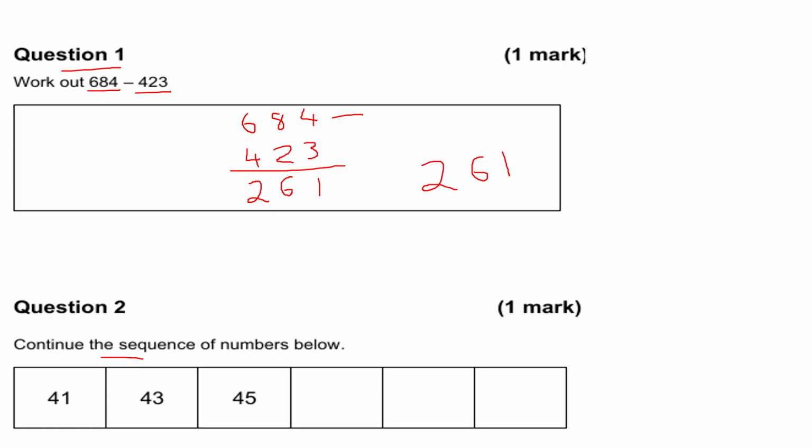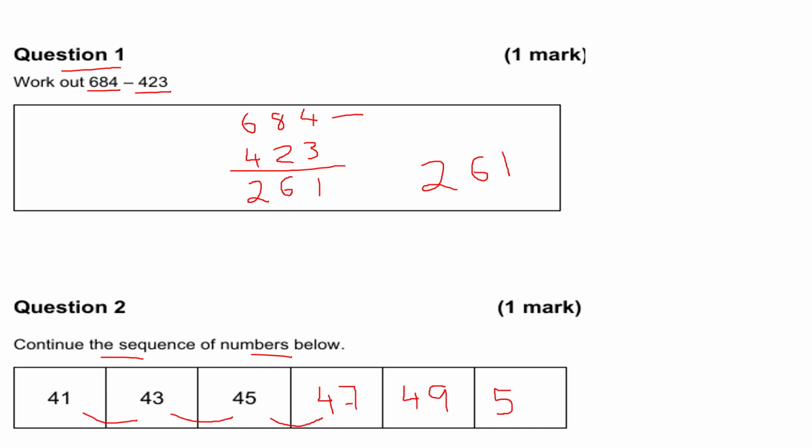Question number 2. Complete the sequence of numbers below. 41, 43, 45. Well, it's going up each time in twos. So adding 2 to 45, we get 47. Adding 2 to 47, guys, we get 49. Adding 2 again, we get 51.